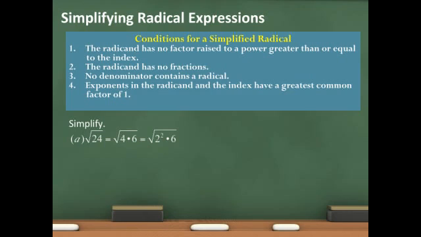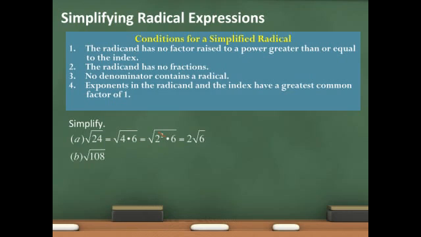To simplify, we simply take the square root of 2 squared, which gives us 2. The 6 inside the radical is not a perfect square, so it will not simplify, and therefore will stay inside the radical. This gives us, as a final answer, 2 times the square root of 6.